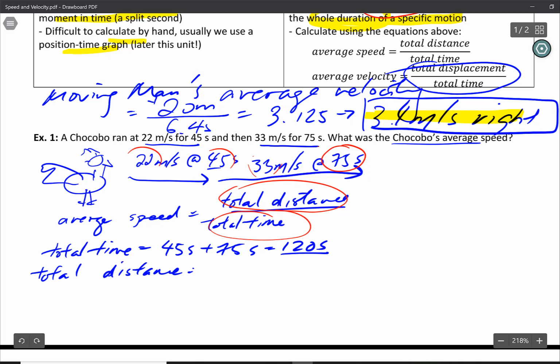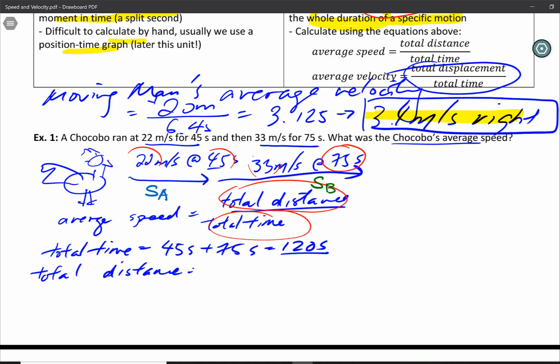Well, let me do a little bit of labeling. I will label the first segment here. Let's say this first distance that the chocobo traveled at 22 meters per second is SA, and S is for displacement. It's in your data booklet. I know it means a lot more if I use D, but just to be consistent with your data booklet, and SB for the second segment, for part A and part B, okay?